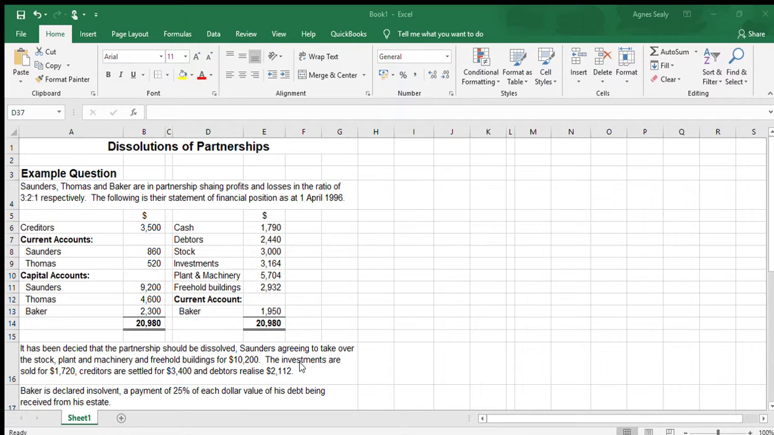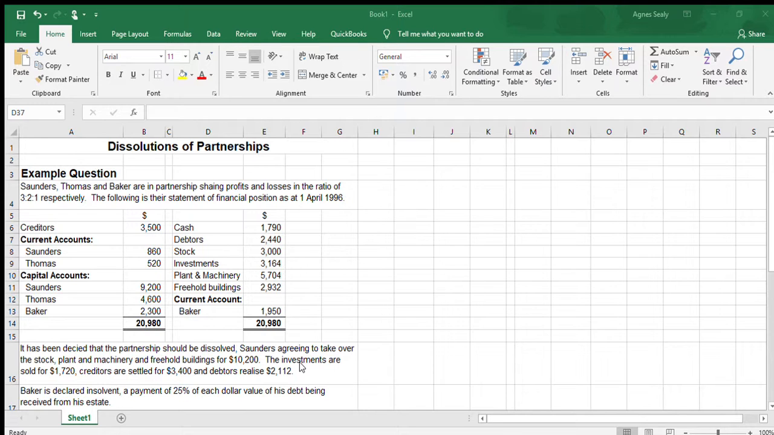Now, there will come a situation where you may not receive all the money that was actually owed to you. So in this case, the amount of money owed to the partnership is $2,440. If the business does not collect that full $2,440, the difference between what they collect and what was actually owed would be deemed either a bad debt or a discount.